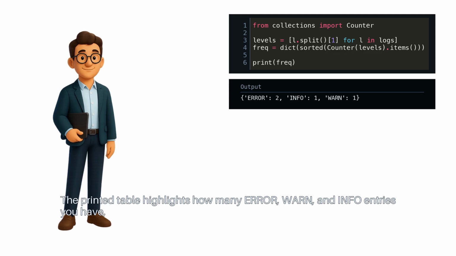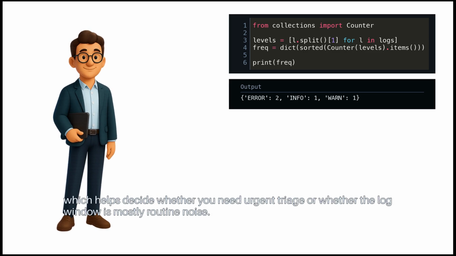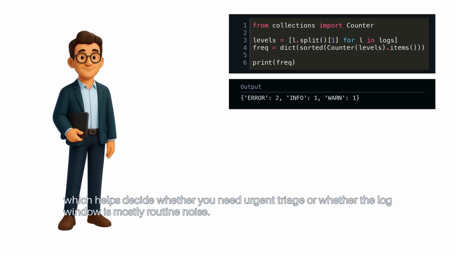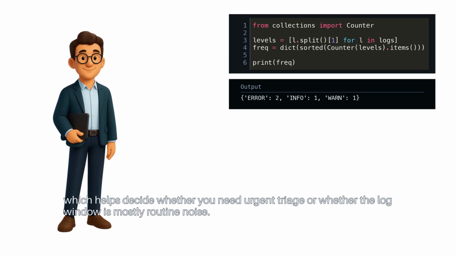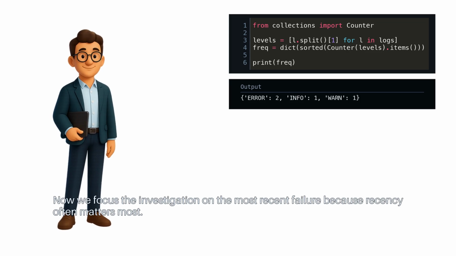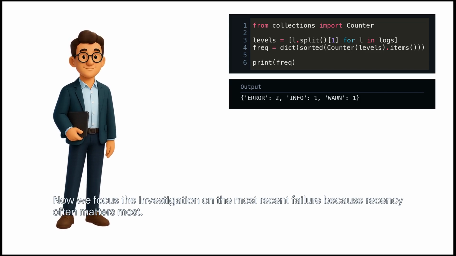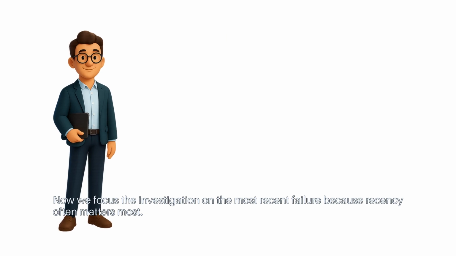The printed table highlights how many error, warn, and info entries you have, which helps decide whether you need urgent triage or whether the log window is mostly routine noise. Now we focus the investigation on the most recent failure because recency often matters most.